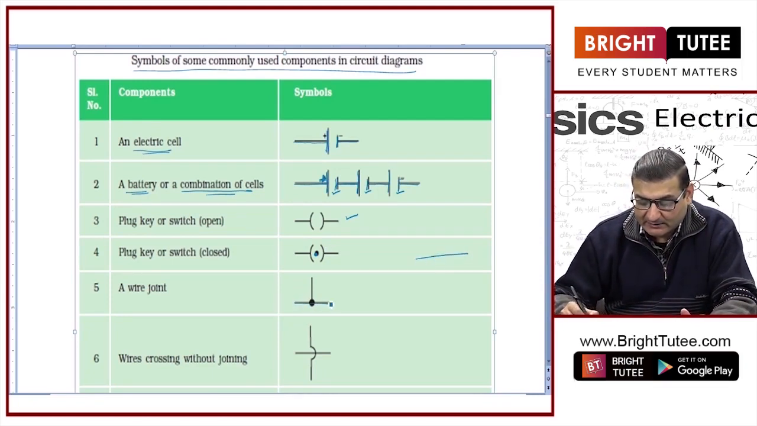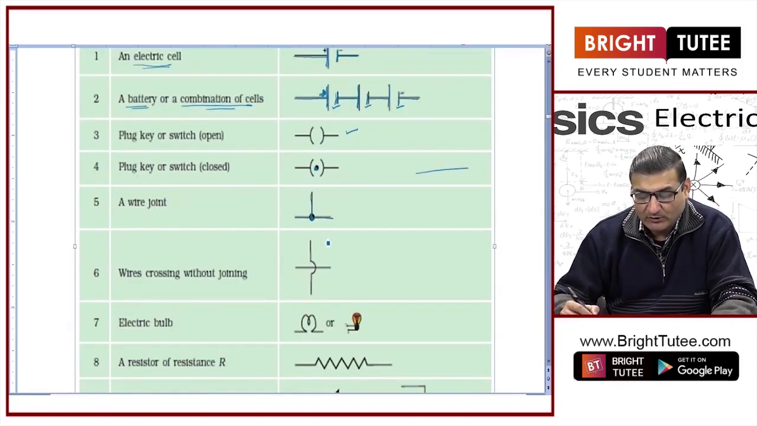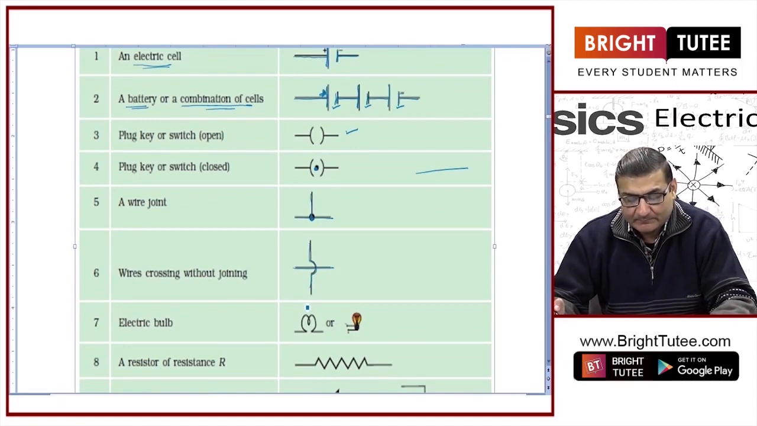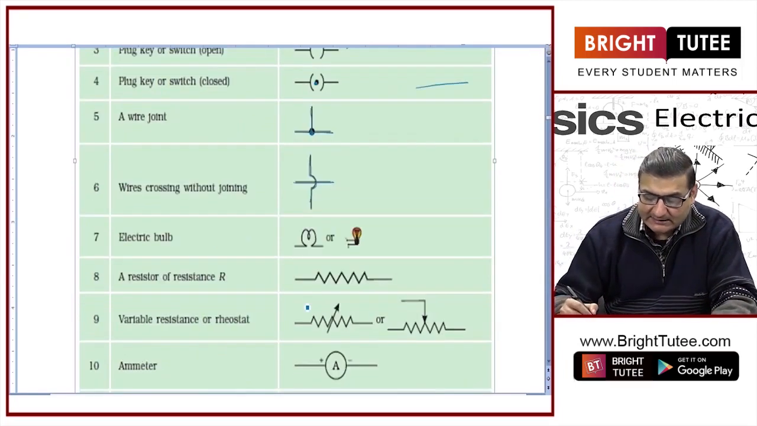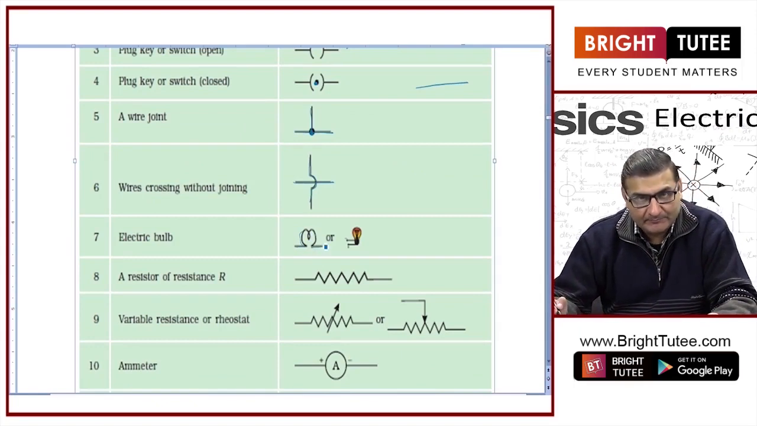This particular representation shows that two wires are joined over here. Fine. This particular representation is how we show that these are two wires which are going without joining or touching. These are the wires crossing each other. Fine. This is how we represent an electric bulb.